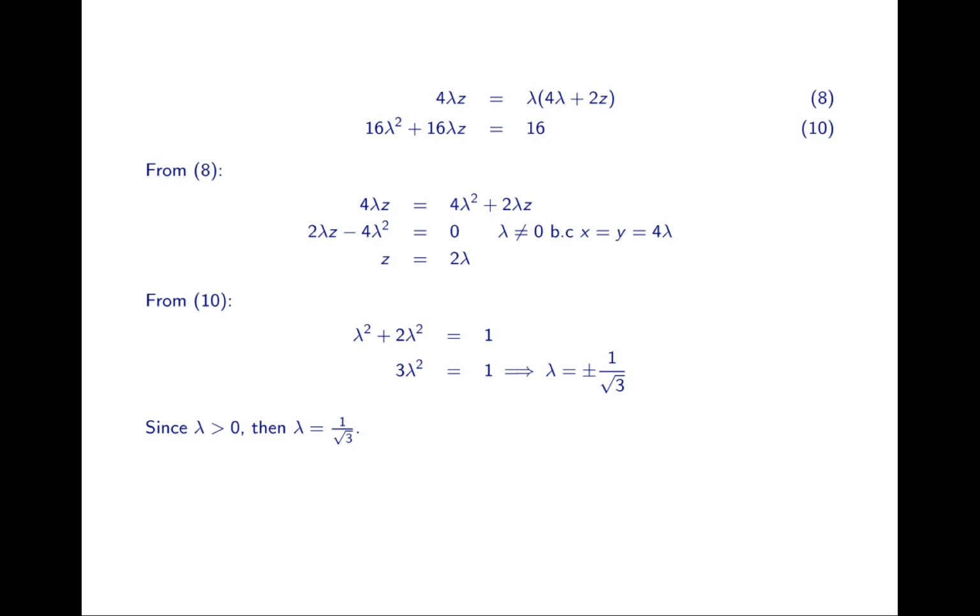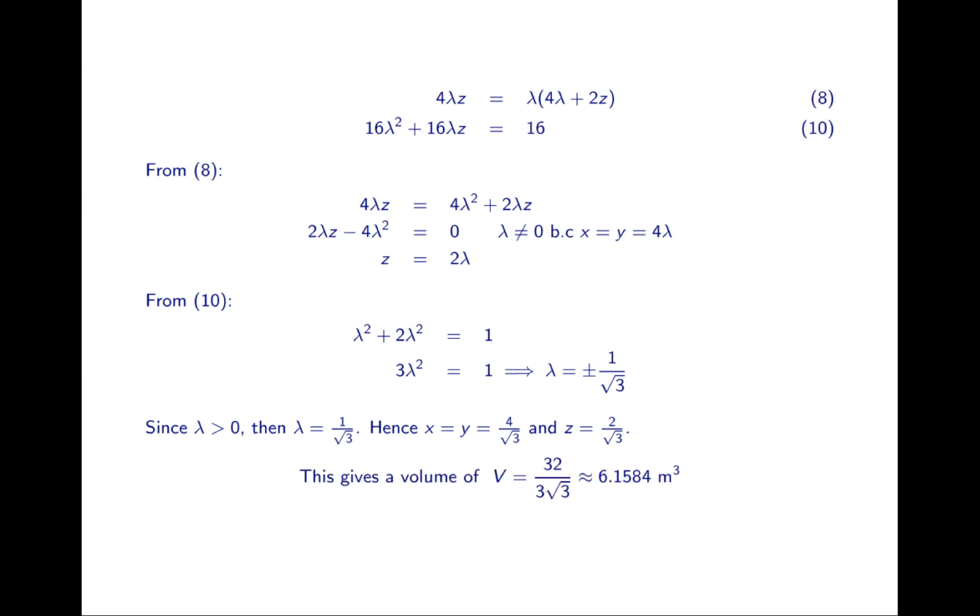Now, lambda has to be positive because remember, x is a positive multiple of lambda. So lambda's got to be positive. So we pick the plus 1. Lambda is 1 over the square root of 3. X and y are 4 times that. And z is double that. So we have an x, a y, a z, and the lambda that solves our 4 nonlinear equations.